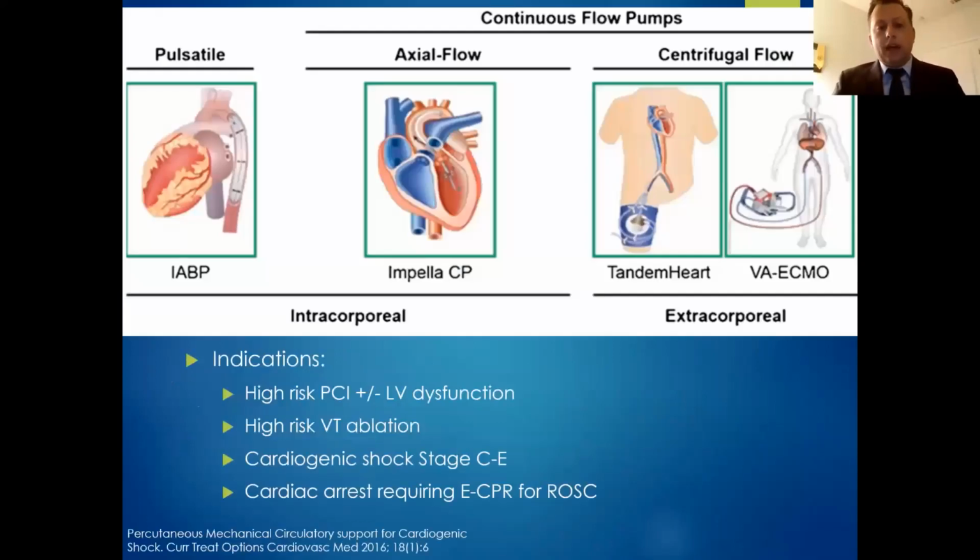Moving on to the mechanical devices. These are the 4 devices that we'll be talking about today: the intra-aortic balloon pump, the Impella, the TandemHeart, as well as the VA ECMO. The intra-aortic balloon pump and the Impella are intracorporeal, and the TandemHeart and the VA ECMO are extracorporeal. The indications for these devices are primarily high-risk PCI, when a patient has LV dysfunction, or if it's multivessel stenting or left main disease with LV dysfunction, high-risk VT ablation, for those in cardiogenic shock, stage C to E, and for cardiac arrest requiring ECMO-assisted CPR for return of circulation.